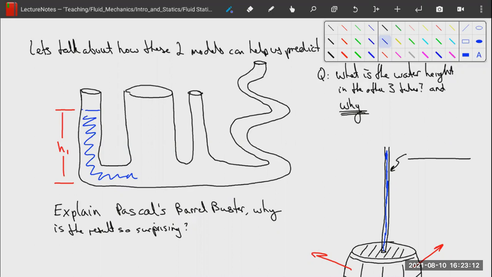So pause the video, draw what you think the fluid level will be in each of the remaining three tubes, knowing that we've filled this and it's at static, the fluid is static, right? And then come up with the reason why. All right, let's try to do it now.